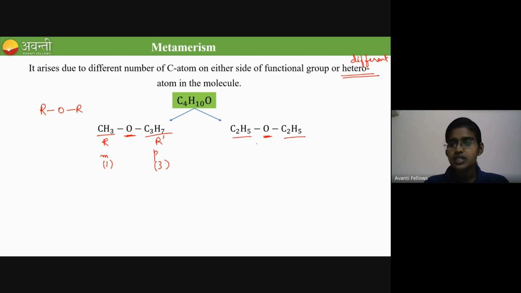On both sides, both the R groups have 2 carbons each, so both are called ethyl. You can see a different number of carbon atoms on either side of the functional group. Here 1 and 3, and there 2 and 2. So these compounds are called metamers. Clear? The name of this compound is methoxypropane, and this is ethoxyethane.